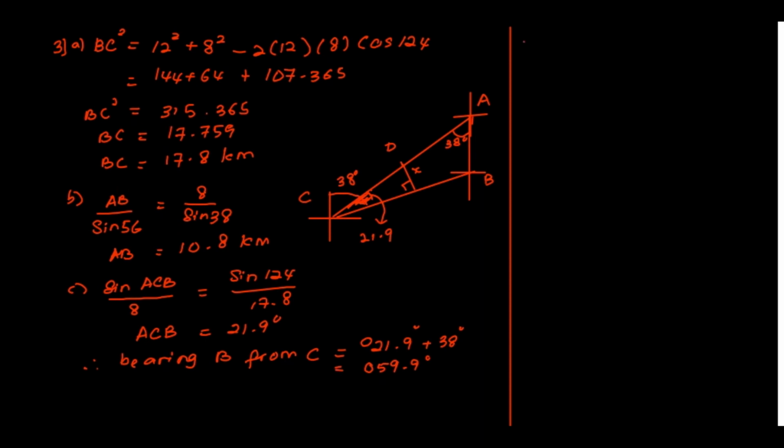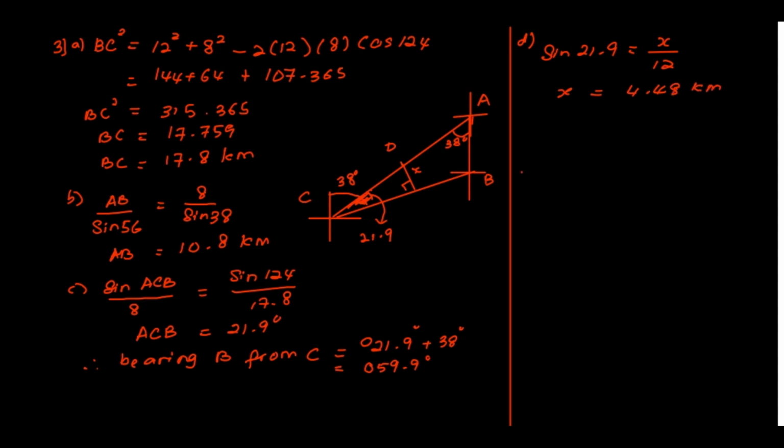And DC is 12, so to find the shortest distance, sine 21.9 equals X over 12. Okay, so you get X equals 4.48.